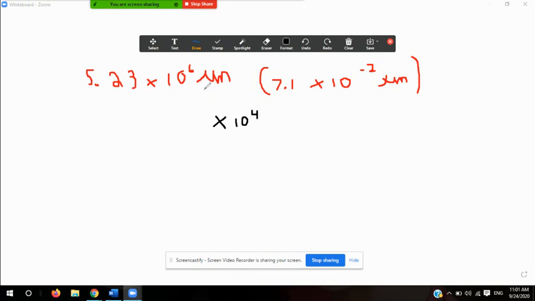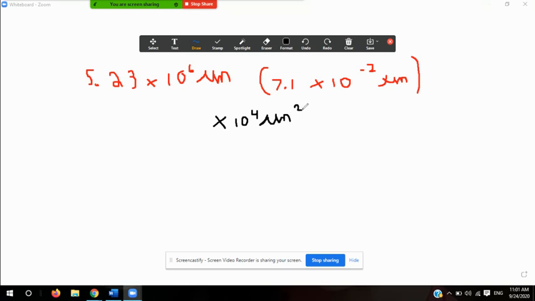Another thing is that we're not just multiplying the numbers. We're multiplying 5.23 times 10 to the power of 6 micrometers and 7.1 times 10 to the negative 2 micrometers, but we're also multiplying the units, the micrometers times the micrometers. That's why the answer in your book says micrometers squared, because you have 2 units with a micrometer measurement and you're multiplying them.